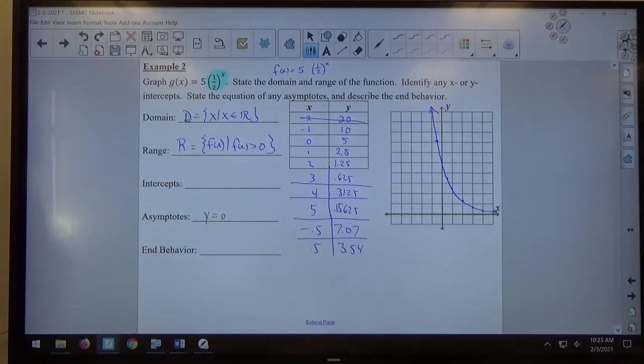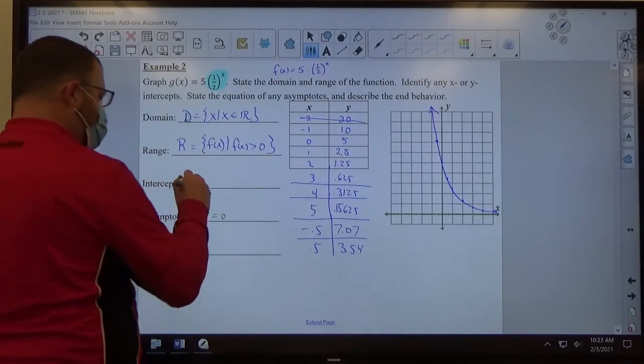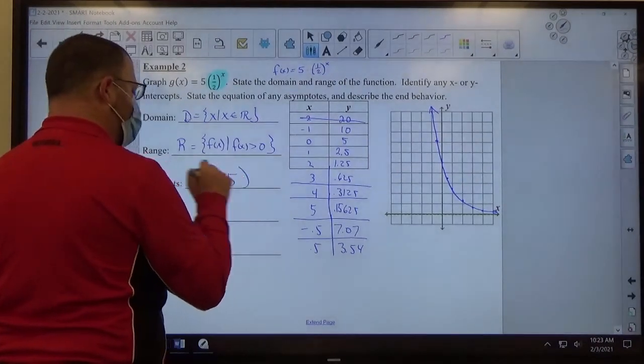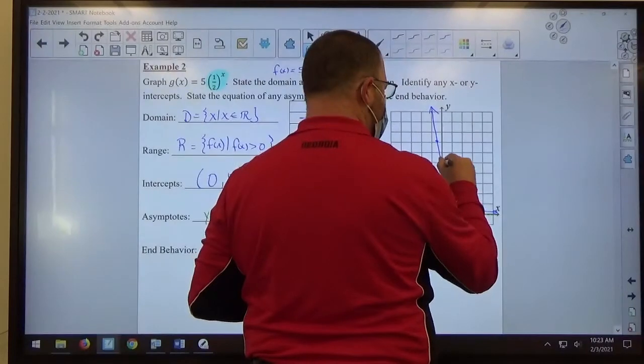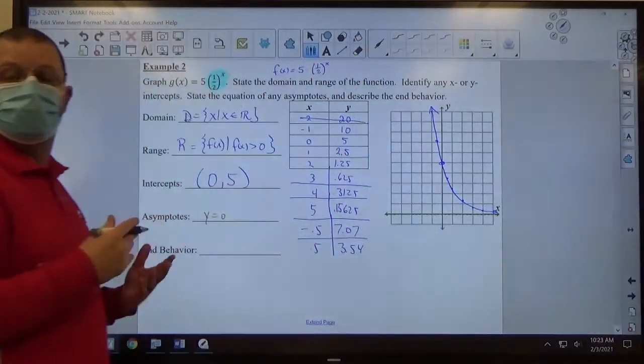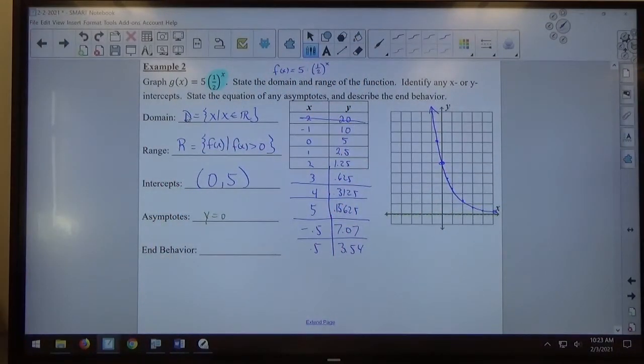What's the intercept? 0, 5, right? That's the only point where it crosses the axis. So it crosses the y-axis at 0, 5, right here. It does not cross the x-axis. If it did, I'd point those out also. But 0 comma number is a y-intercept. Number comma 0 is an x-intercept. This doesn't hit 0, so there's no x-intercept.